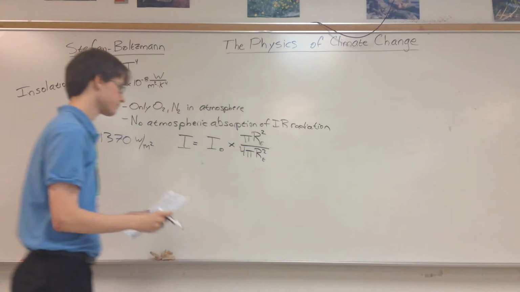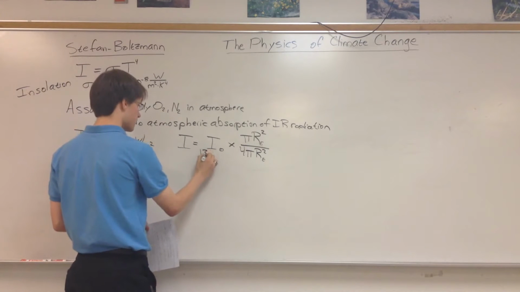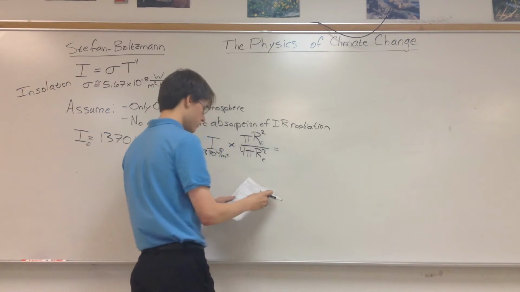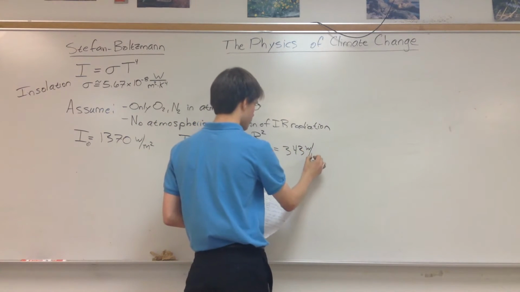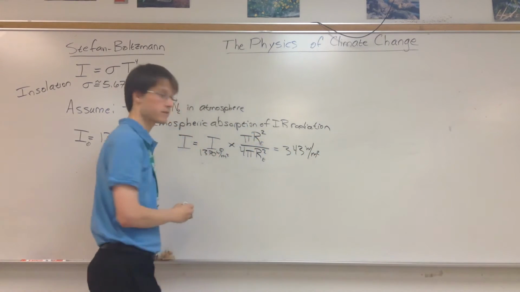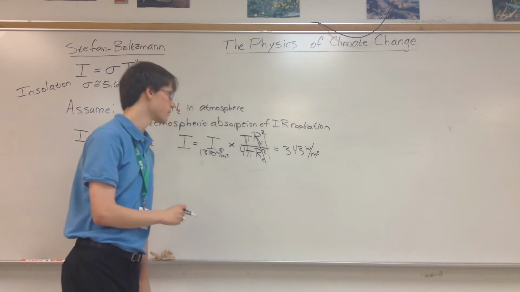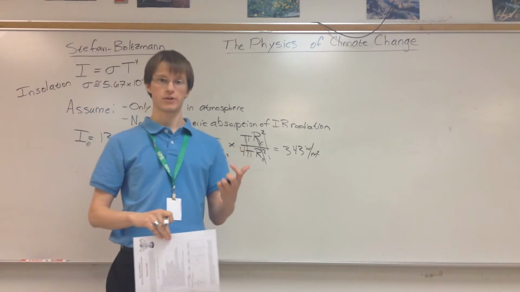Good. And if we do this out, plugging in 1370 watts per square meter, we're going to get 343 watts per square meter, since really all we're doing is dividing this by 4, right? Pi's go away, the r's go away, so we only have 1 over 4. So that's how much radiation the Earth is actually feeling.